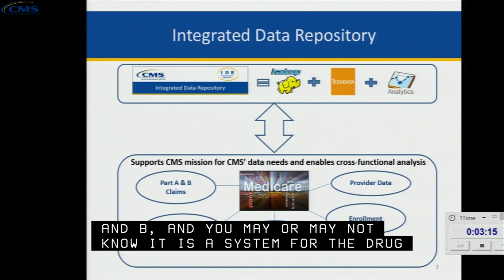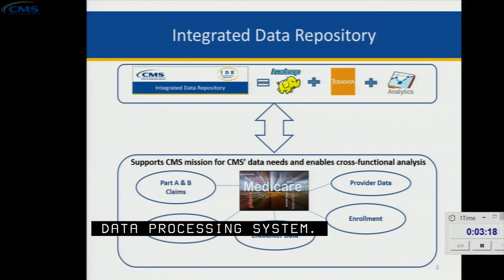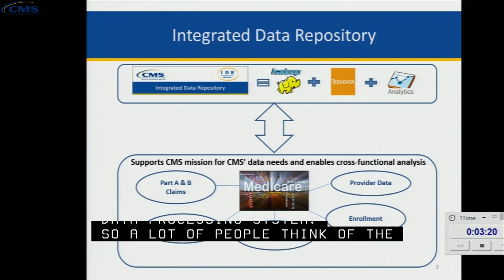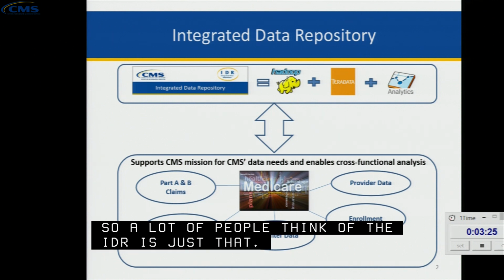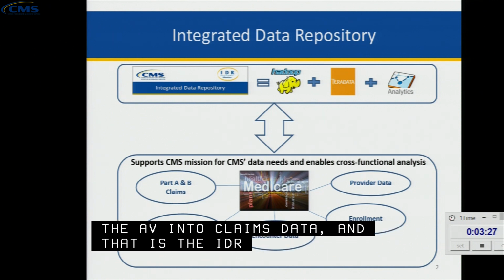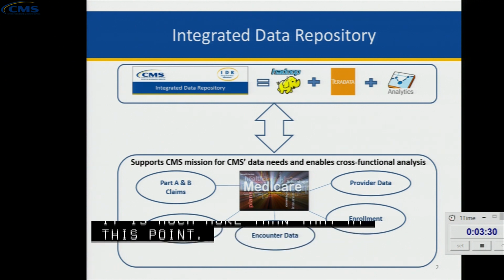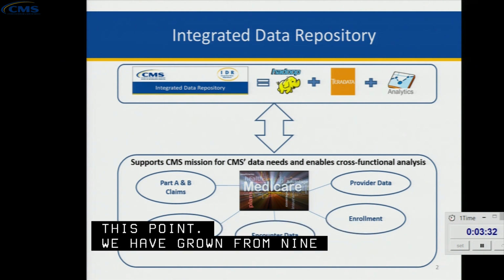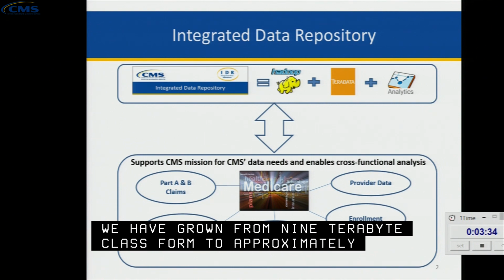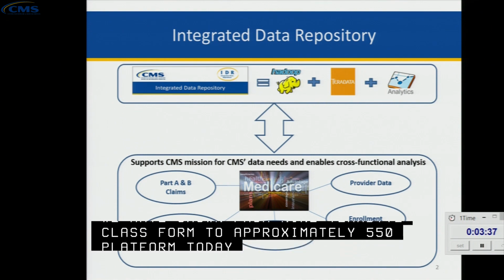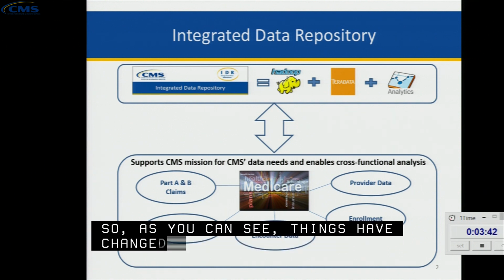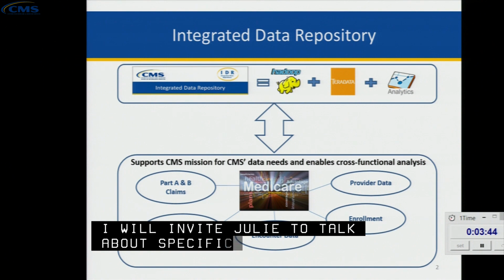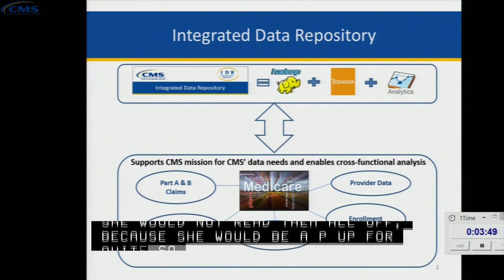So a lot of people think of the IDR as just that. We have the A, B, and D claims data, and that's the IDR. And it's much, much more than that at this point. We have grown from a 9 terabyte platform to approximately a 550 terabyte platform today. So as you can see, things have changed a bit, and I'm going to invite Julie up to talk to you about some specific data sources that are now in the IDR. She's not going to read them all off because she would be up here for quite some time, but she's going to talk about some of those data sources, what programs they support, and then some of the new features and functions that we've added into the IDR as well.